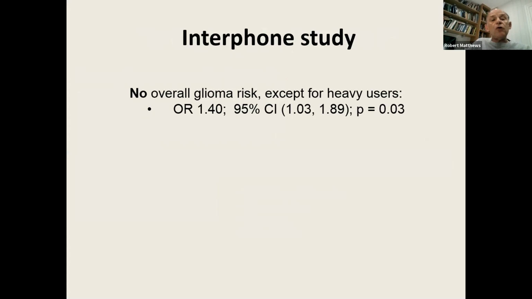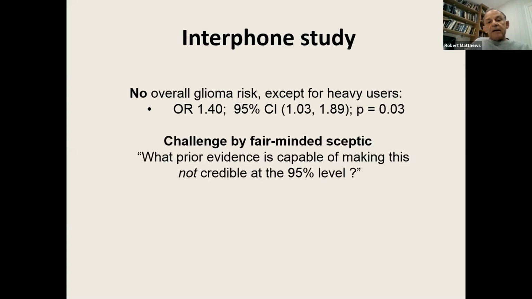And it basically found no overall risk of gliomas, a type of brain tumour, apart from for heavy users, who seemed to face a 40% greater risk of getting this type of brain cancer. And that was at 95% confidence. Oh, look, it's got a p-value of less than 0.05. Must be something in it. So a lot of people seized on that. But let's challenge this through fair-minded skepticism and say, well, what prior evidence is capable of making this statistically significant result not credible at the 95% level?